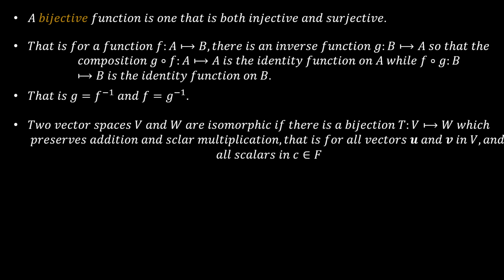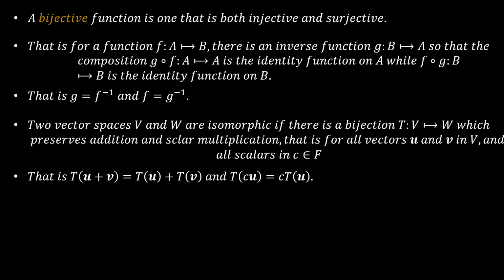Two vector spaces V and W are isomorphic if there is a bijection T from the V space to the W space, which preserves addition and scalar multiplication. That is, for all vectors u and v in V, and also all scalars c in the F space.